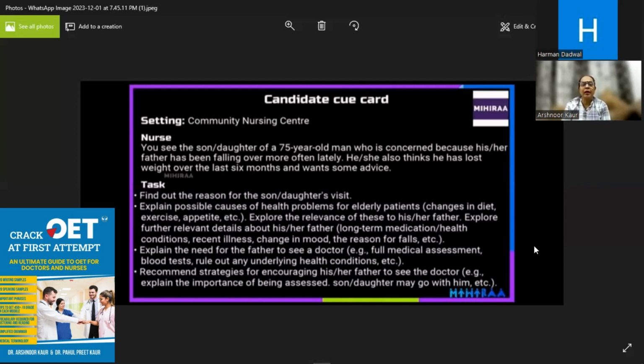Then you can end by saying that, Joseph, your father's appointment has been made at 10 a.m. tomorrow, and you should bring your father, and I'll send him to the doctor. And after the doctor's recommendation, further investigation will be done. Your father's blood test, urine test, and all other investigations will be done. Only then will your father be diagnosed with any problem if he has one, and according to that his treatment will be started.